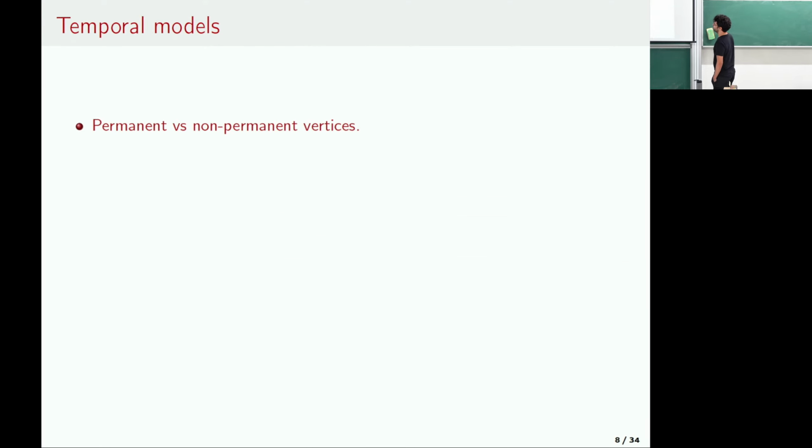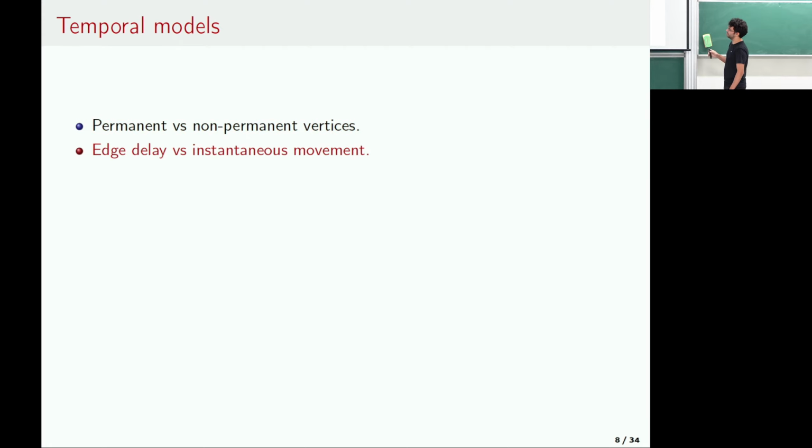Okay, so just a word about temporal models. As I said in the beginning, I can define temporal models in which the vertices are permanent and in which the vertices are not permanent. And there is a difference between those models. Also I can define whether my edge has a delay or whether it's an instantaneous movement. A delay means that I leave maybe at time 2, but I only arrive at my destination at time 4, maybe. Or I have instantaneous movement, in which I leave at time 2 and I get there at time 2.